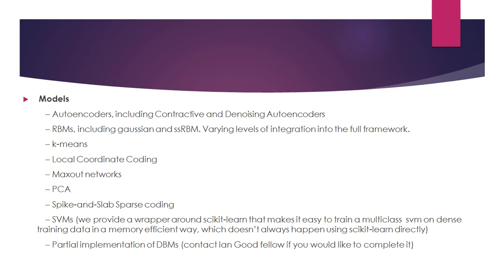There are two layer classes. Multi-class SVM, in which more than two classes exist. So that's the multi-class SVM. Or the dense training data in a memory efficient way. Dense training data simply means that the training data is dense, not linear. And memory efficiency plays a vital role in predicting the output. So how memory efficient is it?